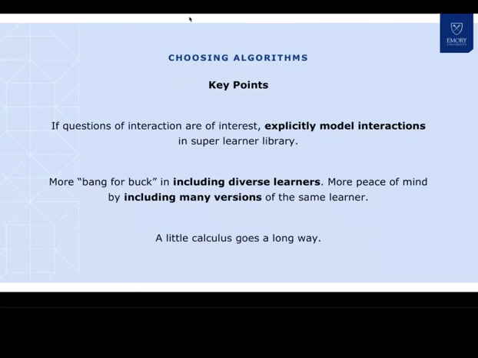Okay, so again, if you care about interactions, make sure you're modeling interactions. Pretty obvious, but just to drive that point home. And then this is my opinion, just adding on here. In general, if you were to make a choice of adding one more learner to your library, I think you're going to get more bang for your buck by going for a more diverse learner, as opposed to a learner that looks like one that you already have in your library but makes a slightly different modeling decision, right? So if you're constrained computationally and trying to decide between adding in a whole new class of learner or just tweaking an existing learner, I think you're going to do better by trying to diversify the set of learners in your library.